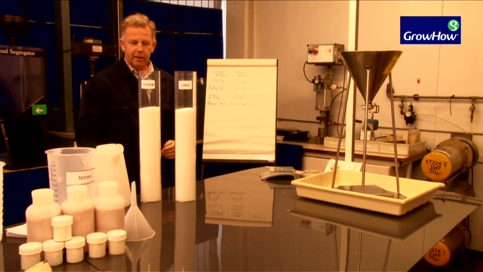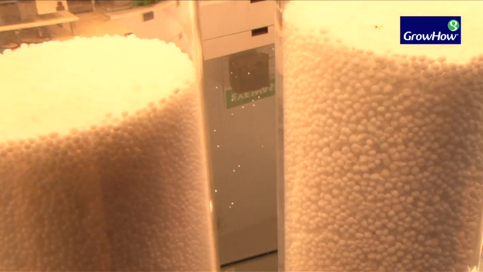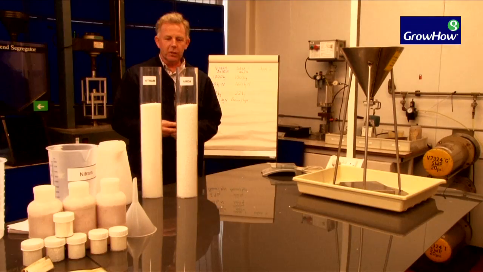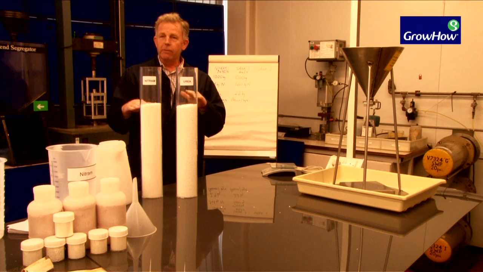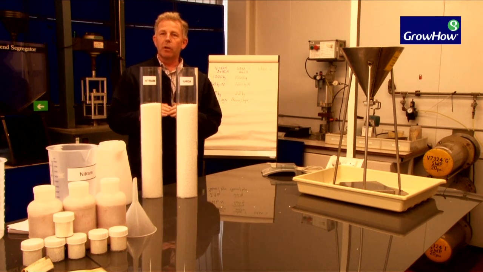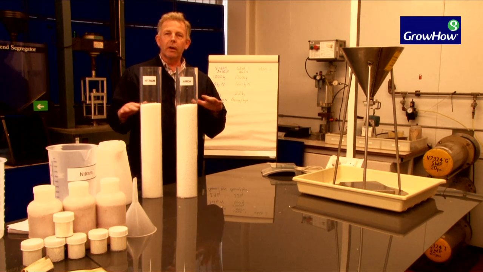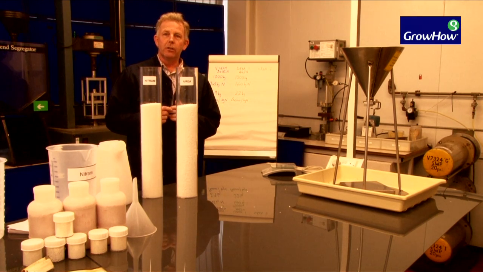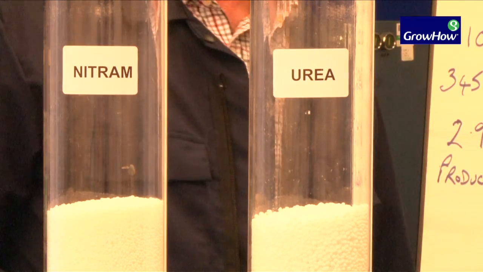So there we have it, 1 kilogram of nutrient nitrogen in both tubes, and the difference in volume between urea and ammonium nitrate to all intents and purposes is negligible. So no advantage in the higher concentration nitrogen in urea.